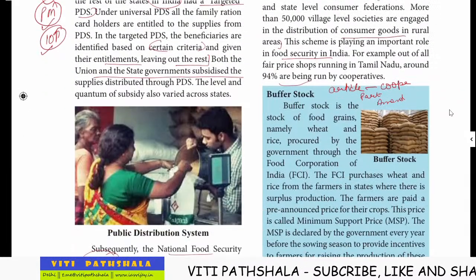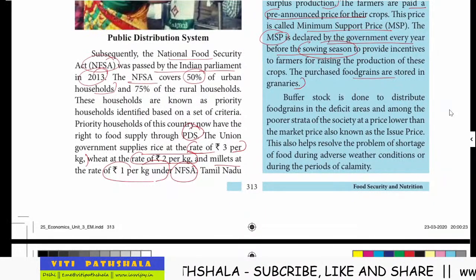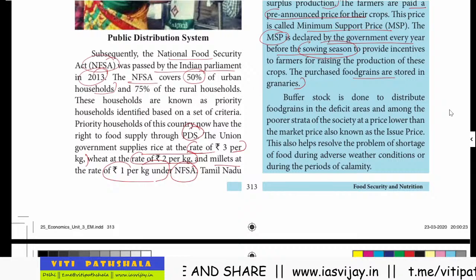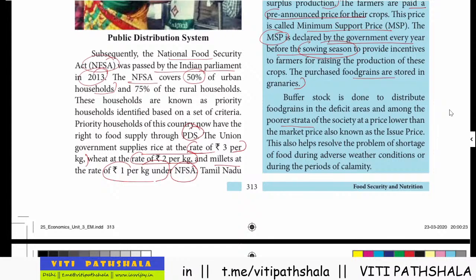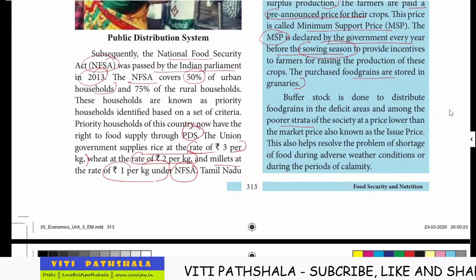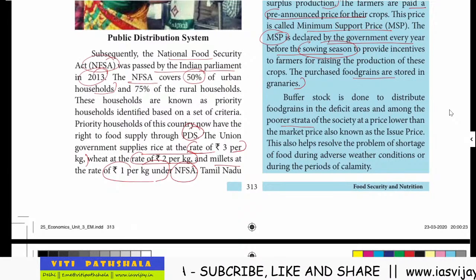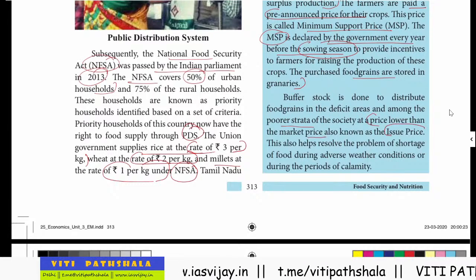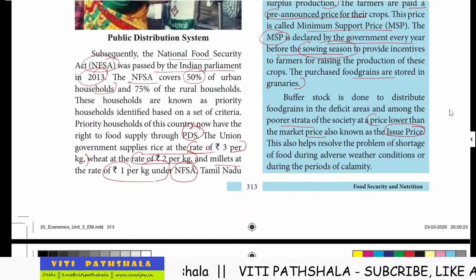Buffer stock is the stock of food grains, namely wheat, stored in the granaries. The buffer stock is kept to distribute the food grains in the deficit areas and among the poorer strata of the society at a price lower than the market price, also known as the issue price. Now, this also helps to resolve the problem of shortage of food during adverse weather conditions or during a calamity.